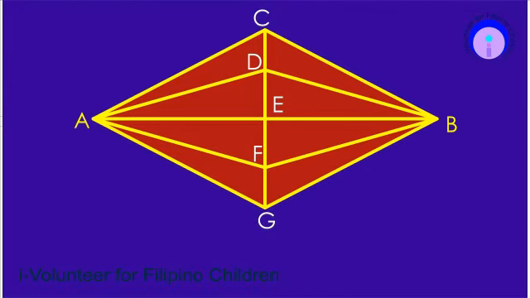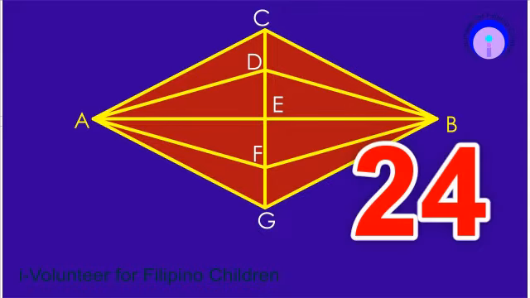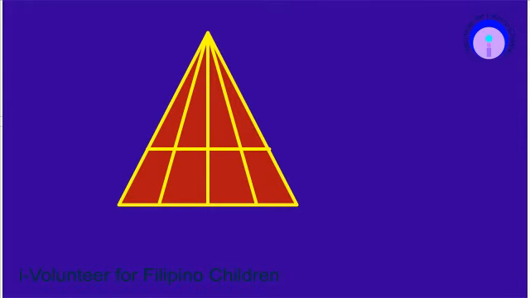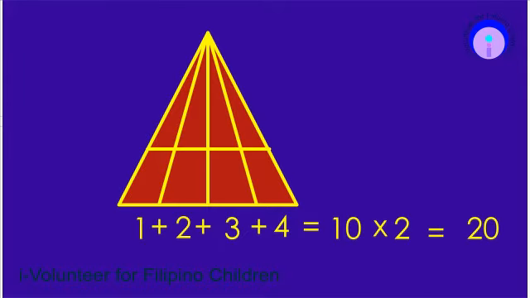For this figure, we have a total of 24 triangles that we can form. How many triangles can we form from this figure? Without the horizontal line, we have 10. Double it, it makes 20.